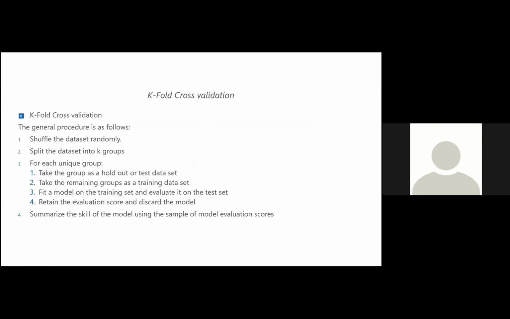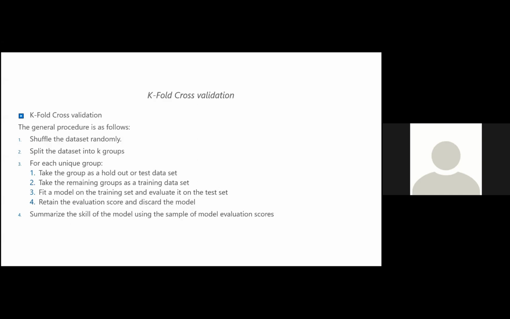Here we also validated using k-fold cross validation. In k-fold cross validation, we shuffle the data set randomly, split the data set into k different groups, and we take each group in turn.